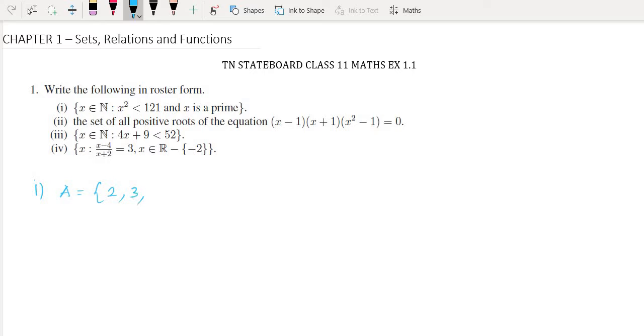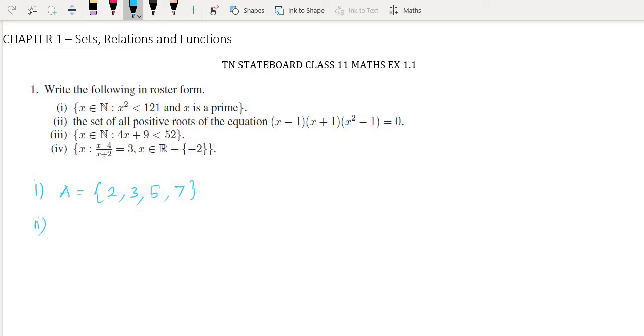Then 3. 3 is a prime number, 3 square is 9, which is less than 121, and 3 is also a natural number. And we can't write 4 because 4 is not a prime number. Even though 4 square is less than 121, 4 we can't include in this set. And 5, then 7. We can't include 11, even though it is a prime number. Its square, 11 square, is 121. But our square should be less than 121. So the first set is 2, 3, 5, 7.